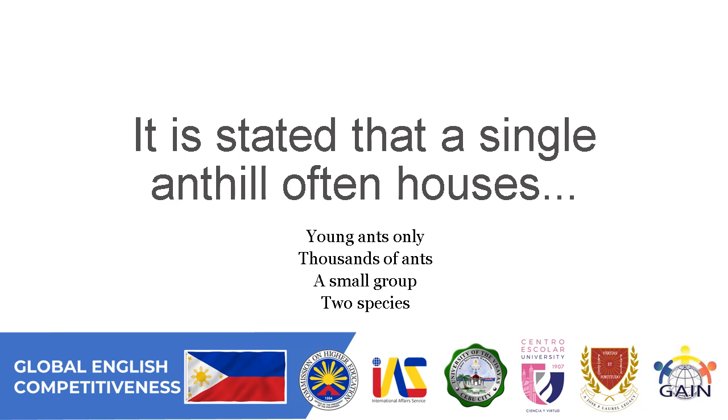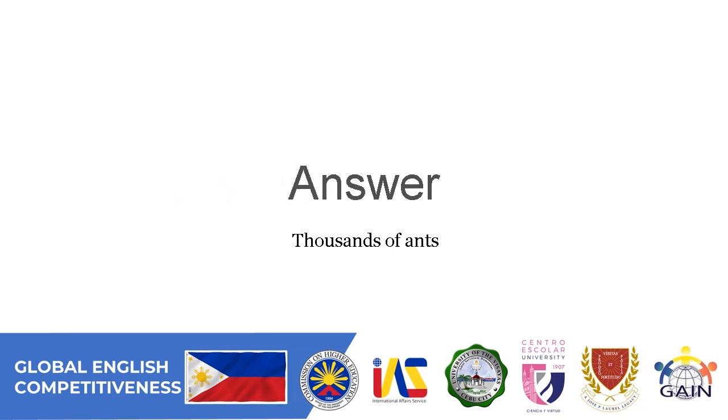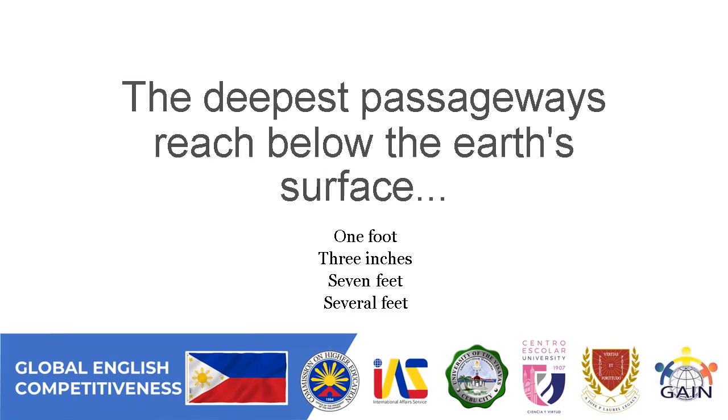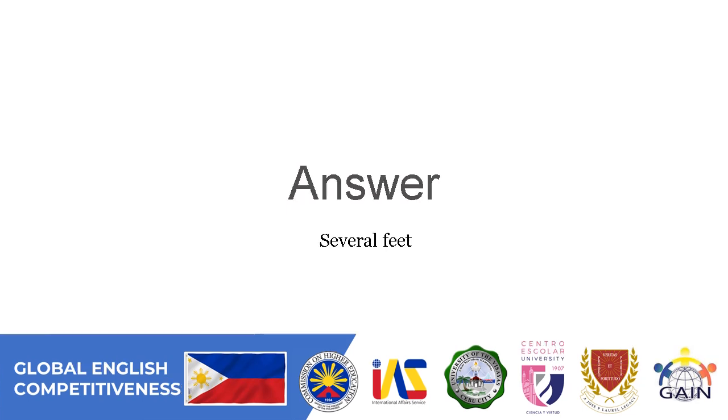Next item. It is stated that a single anthill often houses young ants only, thousands of ants, a small group, two species. What is your answer? Thousands of ants. That is correct. The deepest passageways reach below the Earth's surface: 1 foot, 3 inches, 7 feet, several feet. And the correct answer is, you're correct, several feet.